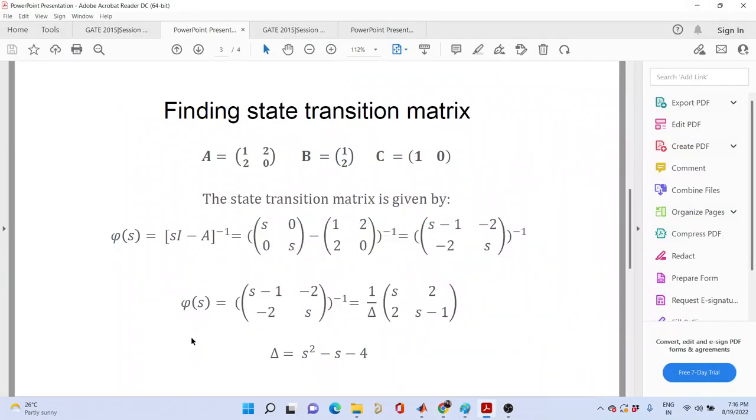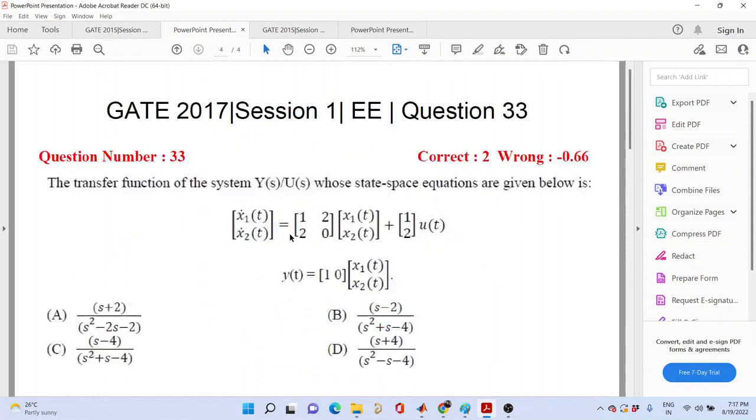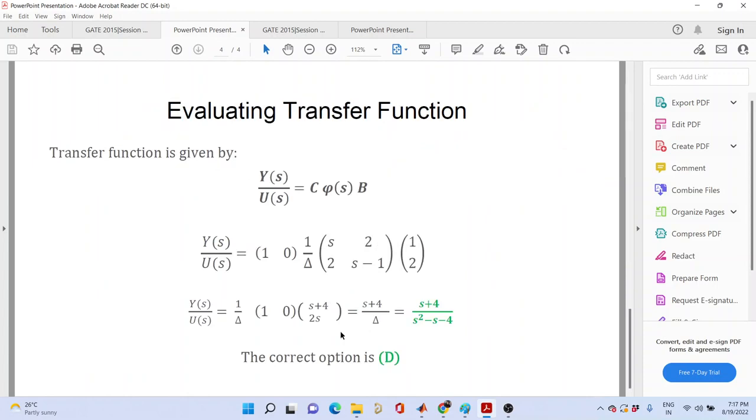Okay. So this is how you find the state transition matrix. After you have found the state transition matrix, the transfer function can be given by C into phi(s) into B. The C matrix I have already shown you, that this is the C matrix. Having found it, you can do this operation and you find the answer is D. So Ramatula has found the correct answer. It was D.